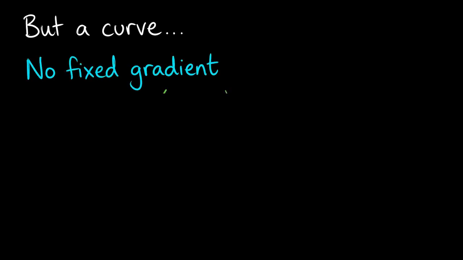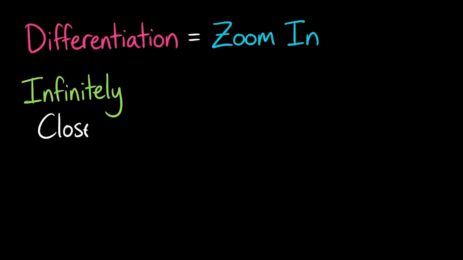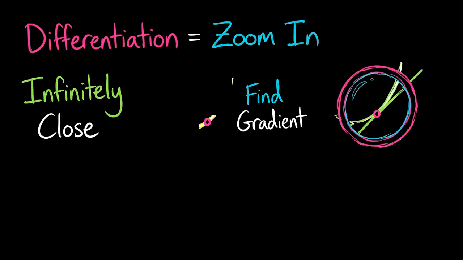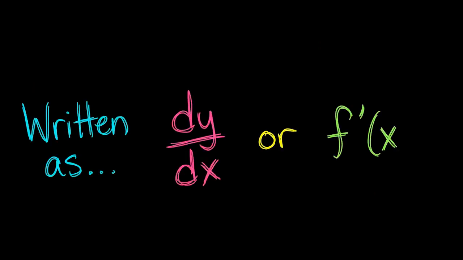Differentiation is how we find the gradient of a curve at a specific point. You already know the gradient of a straight line is change in y over change in x, but a curve doesn't have one fixed gradient. Its steepness changes as you move along it. So what differentiation does is zoom in infinitely close to one point on the curve and find the gradient of the tangent at that exact point. That gradient is called the derivative. You'll often see it written as dy by dx, or f dash of x.